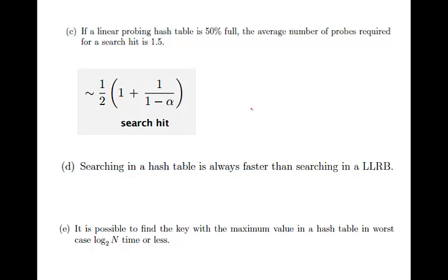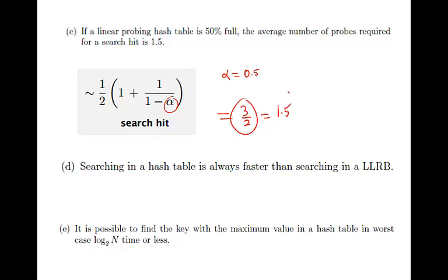The third question says, if a linear probing hash table is 50% full, the average number is 1.5. This follows from a formula that we have seen in the book or lecture notes. If alpha is 0.5 or 50% full, alpha is the load factor. We can just substitute alpha equals 0.5 here and find the answer is going to be 3 over 2.